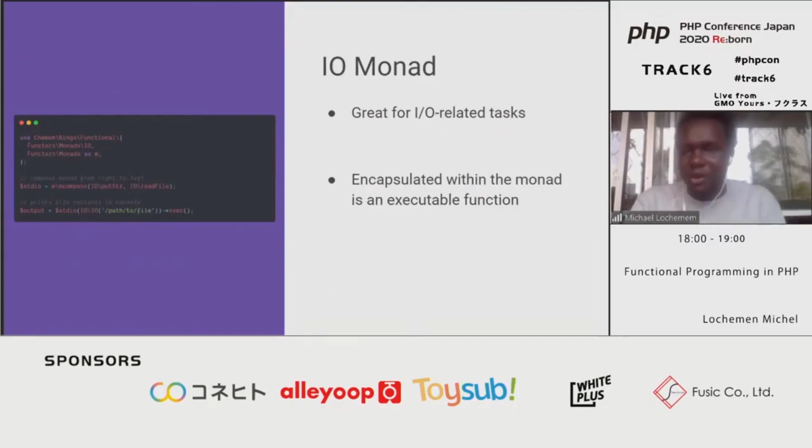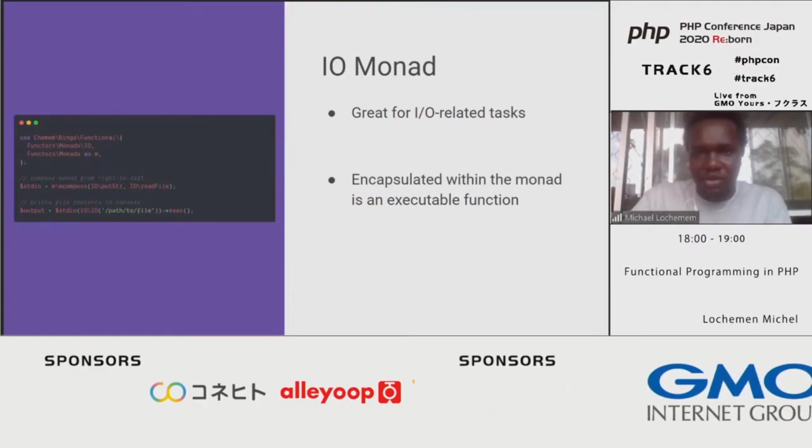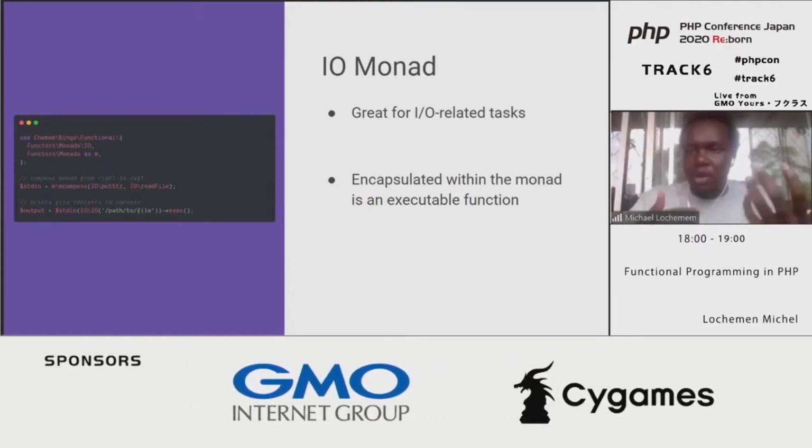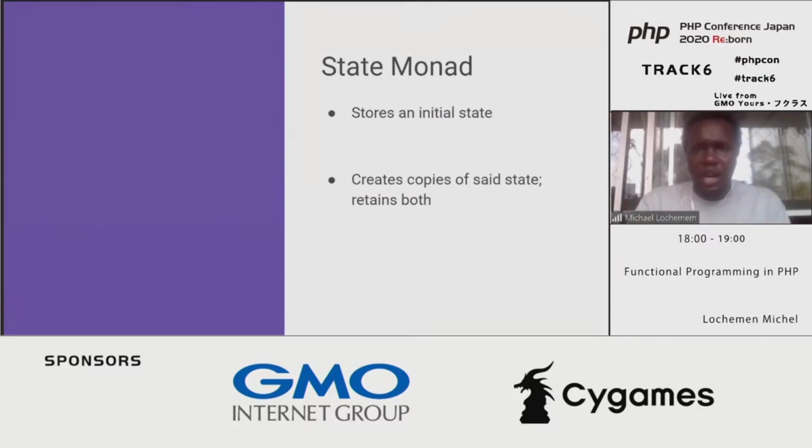IO monad, great for IO related stuff. Read from file, put string. This snippet here basically allows you to read from a file, and then print that to standard output, pipe that into the console and display that in the console. So the IO monad basically allows you to do that kind of stuff. It's great for IO. If you have a network request, a database request, all these kinds of things, you should consider using the IO monad.